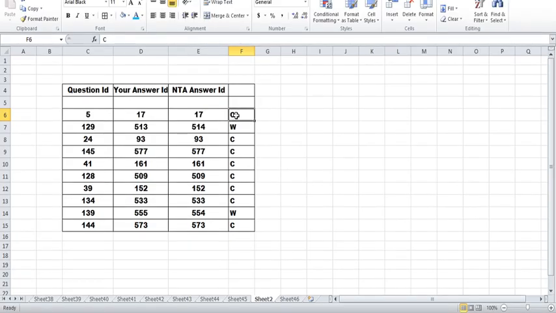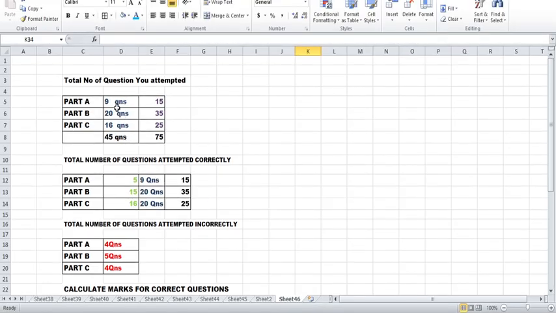Next, you should mark whether you had given a correct answer. If your answer matches with the answer key, then put correct. If your answer is not matching with the NTA answer key, just put wrong. It is equivalent to putting a tick mark for a correct option and a wrong mark for a wrong option. You should do this for each part: part A separately, part B separately and part C separately. This is only for those questions that are selected by you. Next, prepare like this.